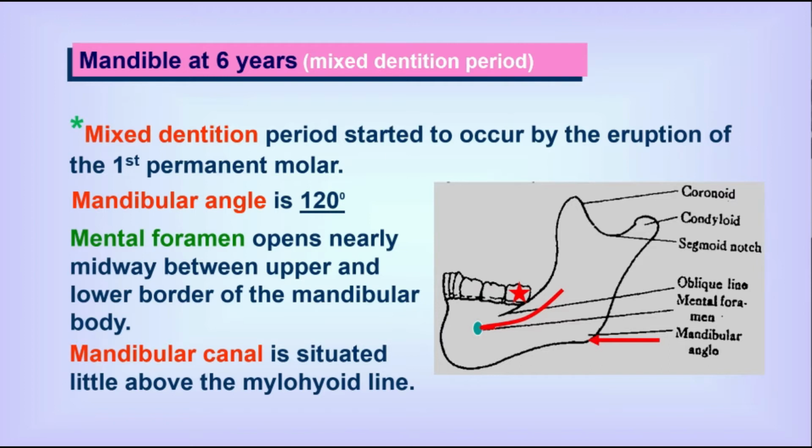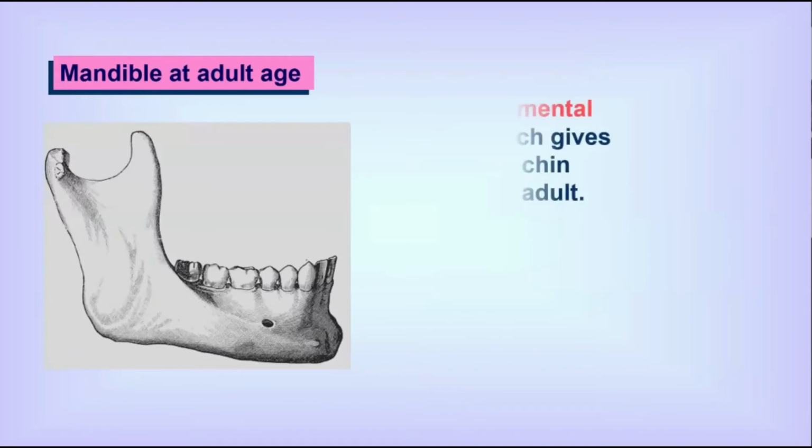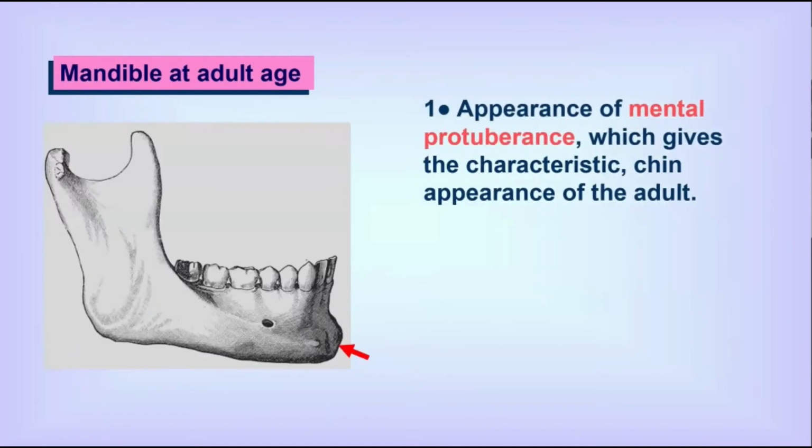An elongated elevated area is known as a ridge. The mandibular canal is situated a little above the mylohyoid line. The mylohyoid line is a ridge that gives attachment to the mylohyoid muscle. The mandibular canal is inside the bone, so you cannot see it from outside, but with the help of the position of the mylohyoid line, you can understand the position of the canal.